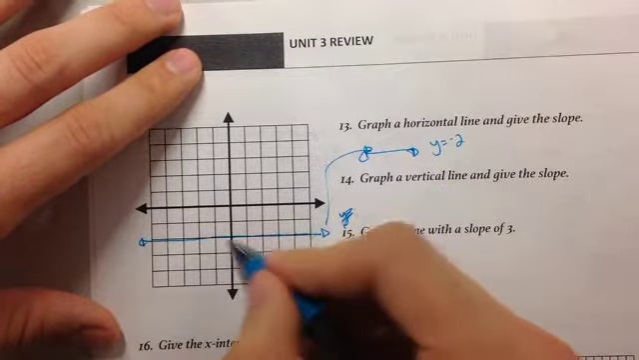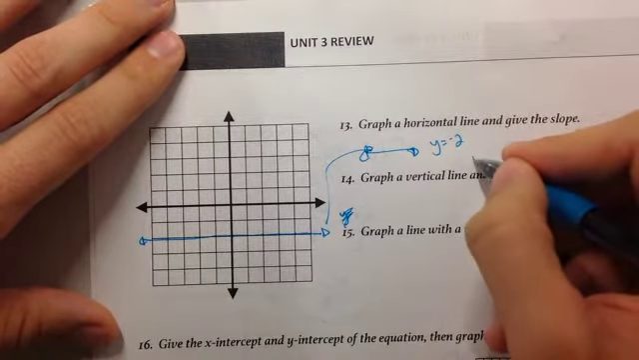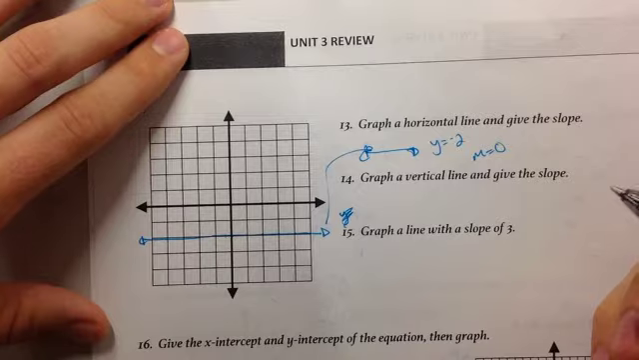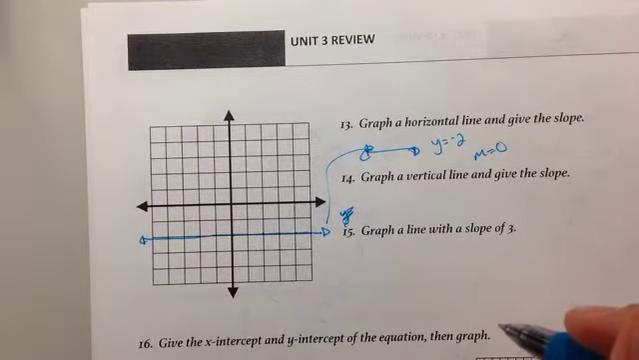The slope, you'll notice we're not going up. Not going up at all. So the slope is 0. M is slope.